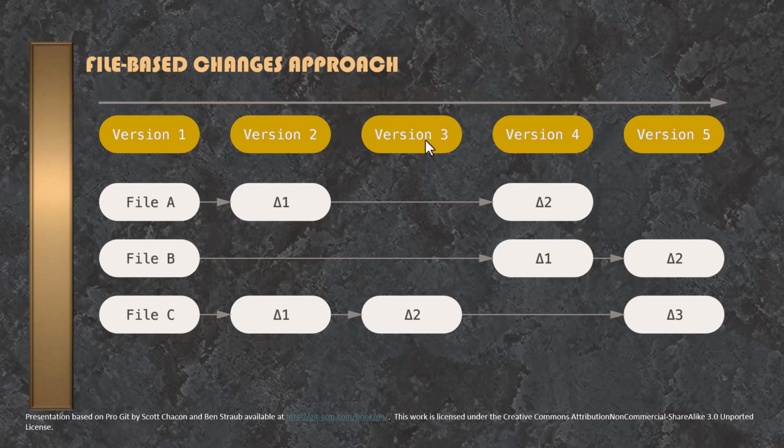You have version 1, version 2. And you can see here, let's say you start off with files A, B, and C. And then in version 2, you have this file which is a delta, which identifies what was changed in file A. And each version is basically a delta from its previous version.